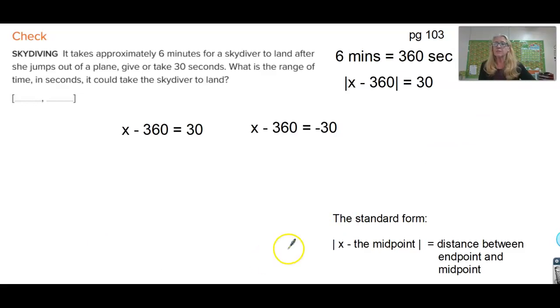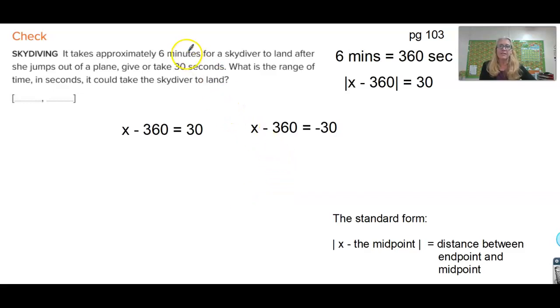Okay, so for this one, it takes approximately 6 minutes for a skydiver to land after she jumps out of a plane. Can you imagine free falling for 6 minutes? Oh, no, no, no, no. Give or take 30 seconds. What is the range of time in seconds it could take the skydiver to land?